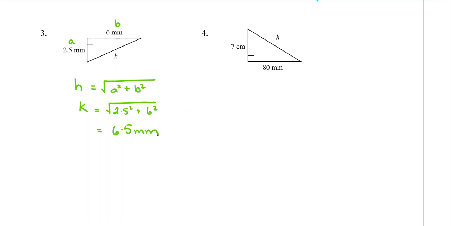Question 4 has an extra little twist. Can anyone see something that might cause us a little problem with question 4? Perfect. Yeah. Different units. You can't have one of them in centimetres and one of them in millimetres and put them in the formula. So you have to make them the same first. If the question doesn't tell you which one to use, it doesn't matter. You could change to centimetres or millimetres, but you just have to be consistent. What do you want to do? Centimetres or millimetres?